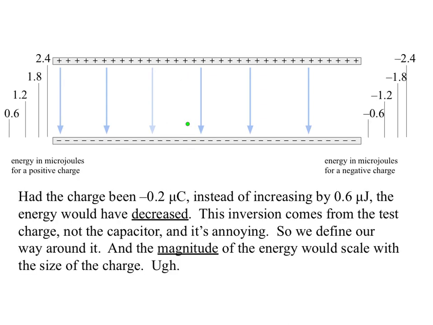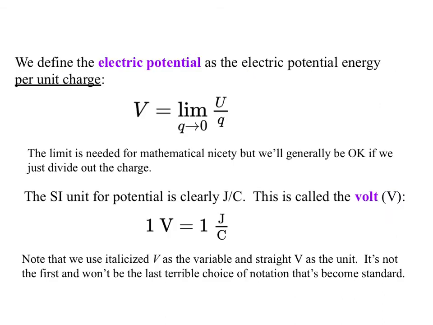which is irksome. For instance, if the charge had been minus 2 microcoulombs instead of plus 2 microcoulombs, then instead of increasing by 0.6 microjoules as we lift, it would have decreased. And the inversion comes from the test charge, not the capacitor, and so it's kind of annoying. We define our way around it. All right? The magnitude of the energy would also scale with the size of the charge, which is also annoying. And so we come to this important definition. We define the electric potential as the potential energy per unit charge. Right? So we say, how much energy do I have for every coulomb of charge that I have?